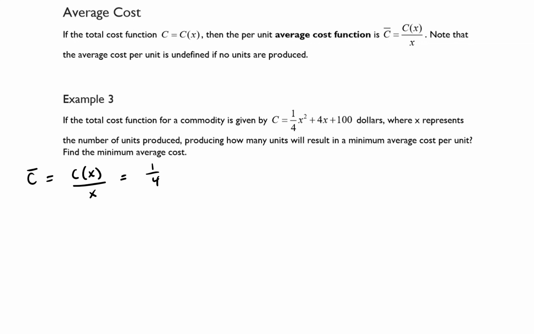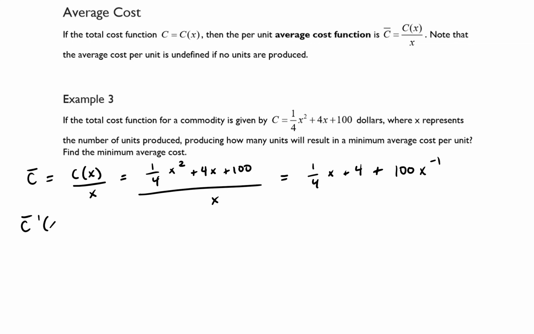So we want to divide every term by x, and that will give us 1/4 x plus 4 plus 100 over x. And instead of 100 over x, I'm going to rewrite that as 100x to the negative 1 power. And if you are thinking that I did that because we're going to take the derivative, then you would be absolutely correct. So we have c bar prime of x.